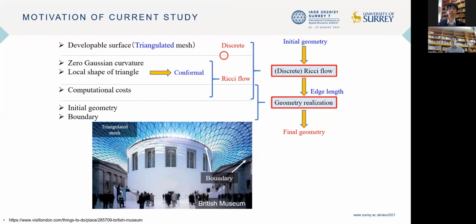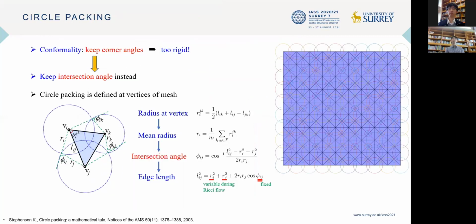In particular, we have two steps in the design of such surfaces. To keep the local shape of the triangles, it is natural to keep the corner angles. However, there may be no solutions for this purpose. To relax the problem, we preserve the intersection angles between adjacent circles. So the problem turns out to be finding the radii of the circles by fixing the intersection angles.